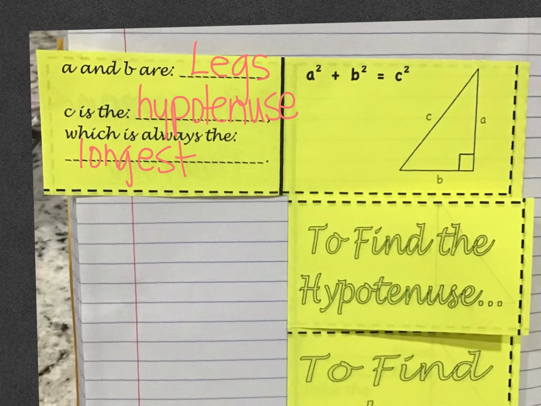If we back up, we could color code these. A and B, remember they go together to form the right angle. And then C is the line that's always opposite the right angle, or it's the diagonal line.